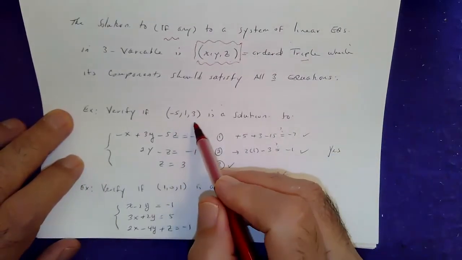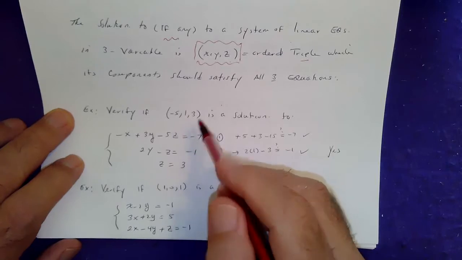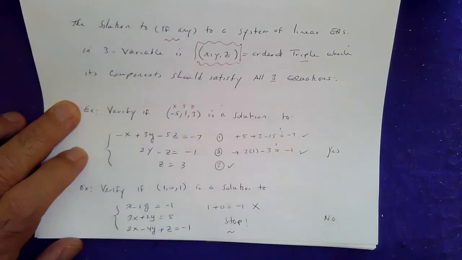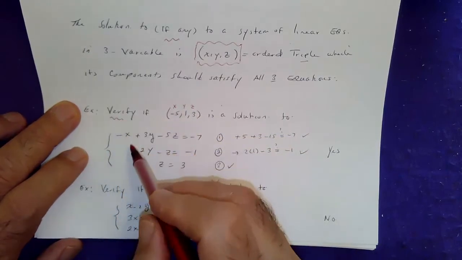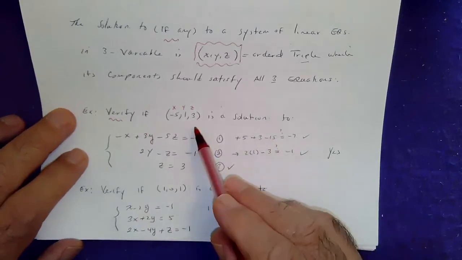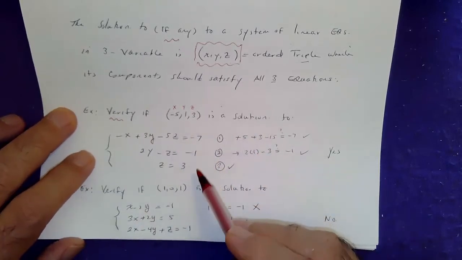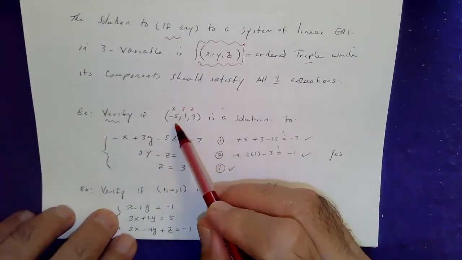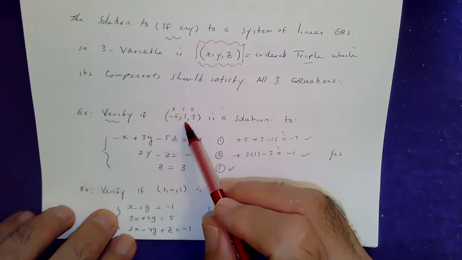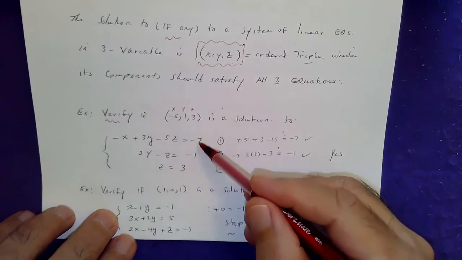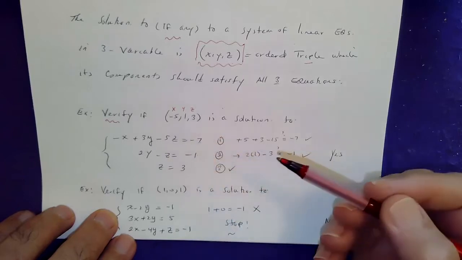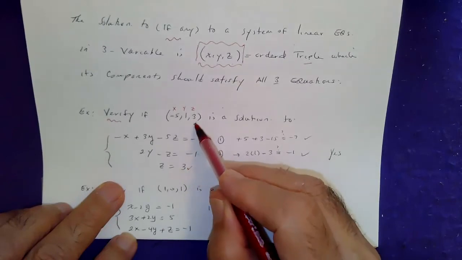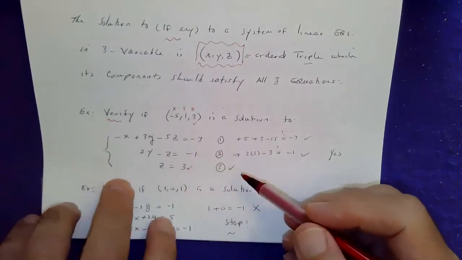Suppose I give you a so-called ordered triple. Remember, order matters. This is x, that's y, that's z. The question is to verify. Verify means show that this is a solution of this system of equations. Verify means replace x with -5, y with 1, and z with 3 in all three equations and see if it checks. For sure, the last equation checks because z is equal to 3, and yes, it is 3. But what about the first two?